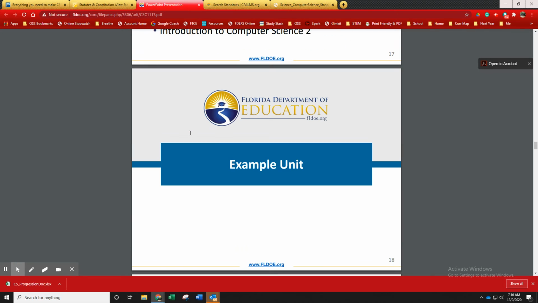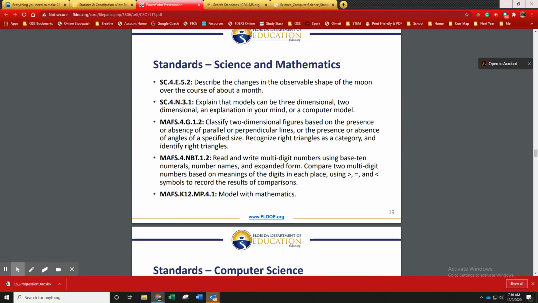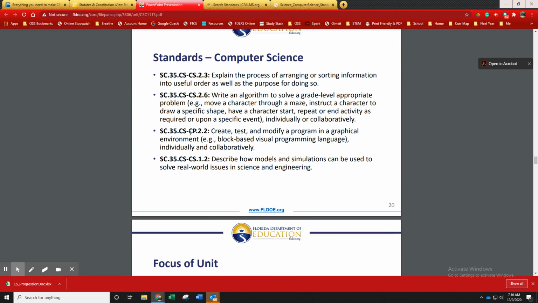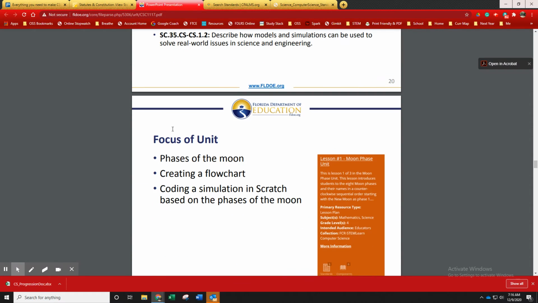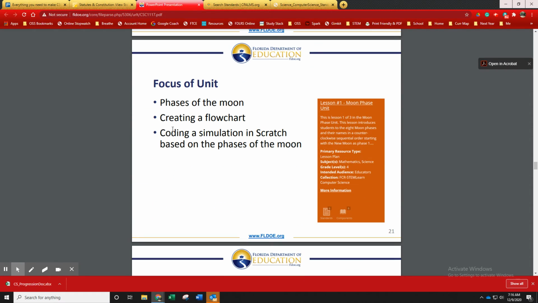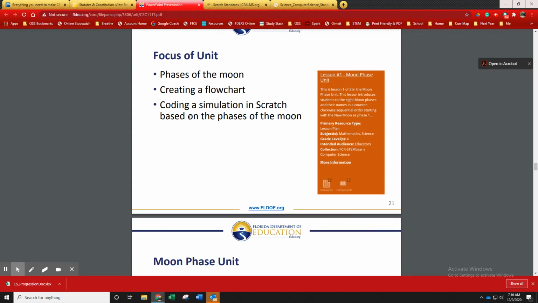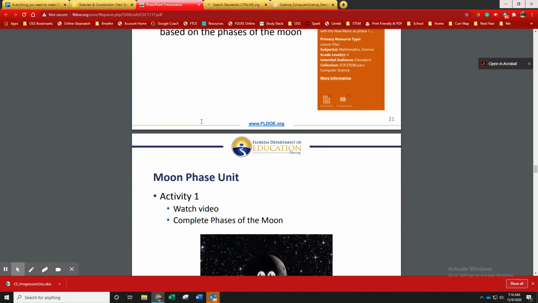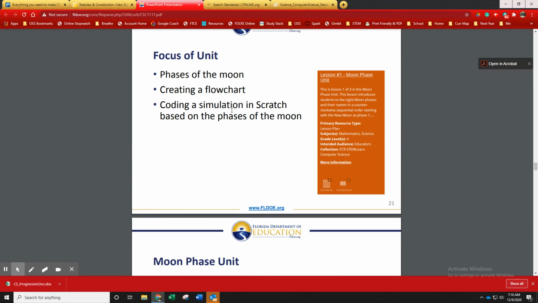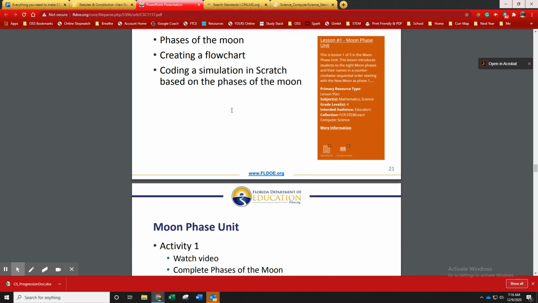This goes through some of the information. The standards, go through some of the standards. So like this one for the phases of the moon, then maybe they can make a flow chart on it, build a simulation in Scratch based on the phase of the moon. This is not just a computer programming class or computer science class. This is regular grade level class.